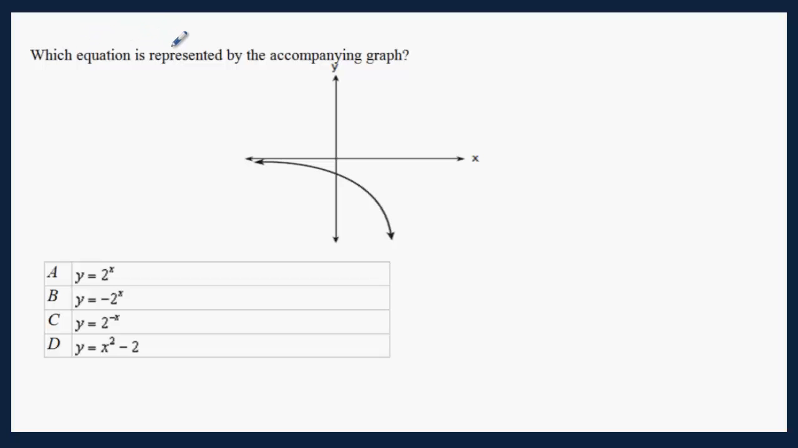Which equation is represented by the companion graph? You have this kind of graph here. This one we call an exponential function. If it's an exponential function, we should eliminate choice D. This is not an exponential function. This one is a parabola or quadratic function. Alright? Either A, B, or C.